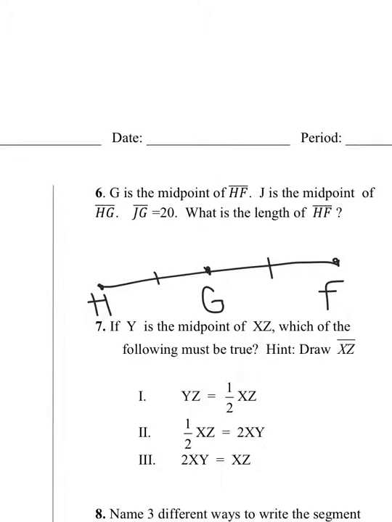That's a phone. Hold on. Wrong number. As I was saying, J is the midpoint here.